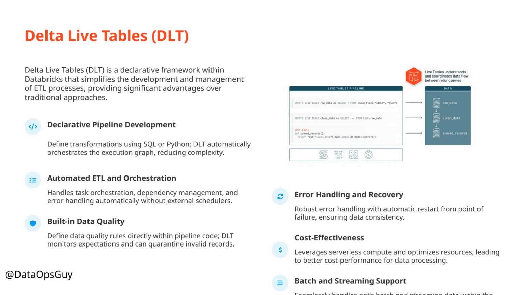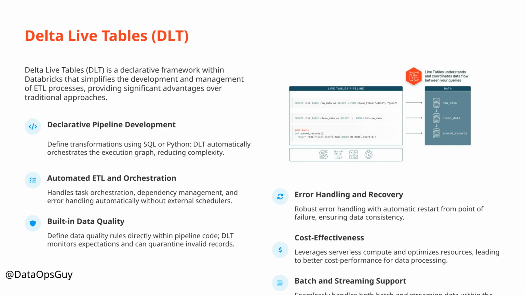Second, DLT provides automated ETL and orchestration, handling task orchestration, dependency management, and error handling automatically without requiring external schedulers. Third, it includes built-in data quality and monitoring through expectations that allow you to define data quality rules directly within pipeline code, with DLT monitoring these expectations and handling invalid records appropriately.